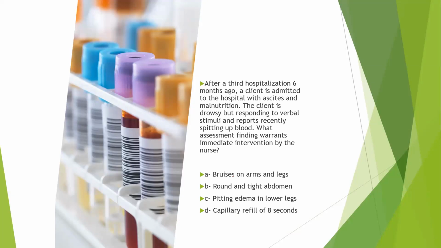Third hospitalization 6 months ago, a client was admitted to the hospital with ascites and malnutrition. The client is drowsy but responding to verbal stimuli and reports recently spitting up blood. What assessment finding warrants immediate intervention by the nurse? Is it A, bruises on arms and legs, B, round and tight abdomen, C, pitting edema in the lower legs, or D, capillary refill of 8 seconds?